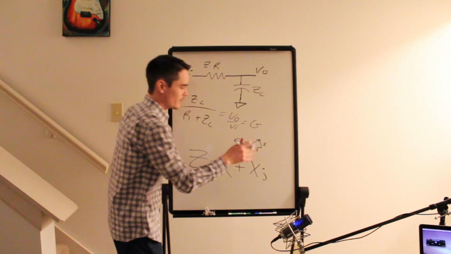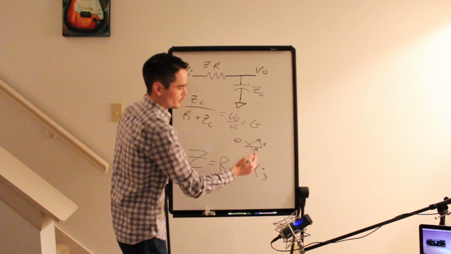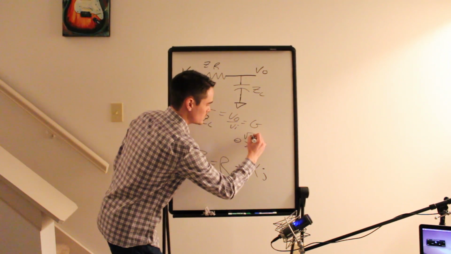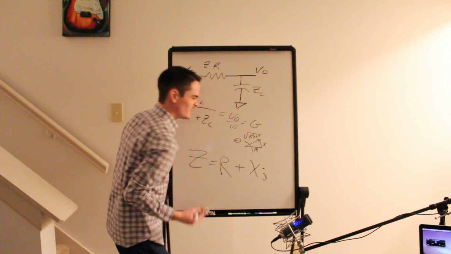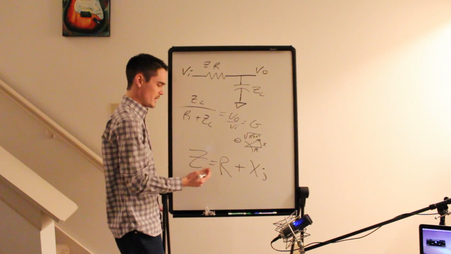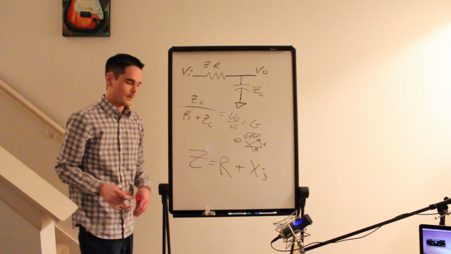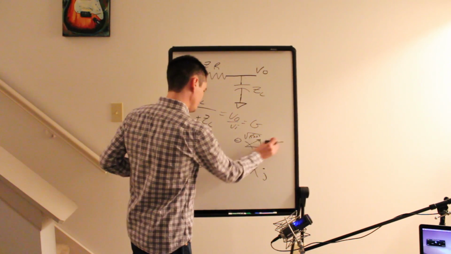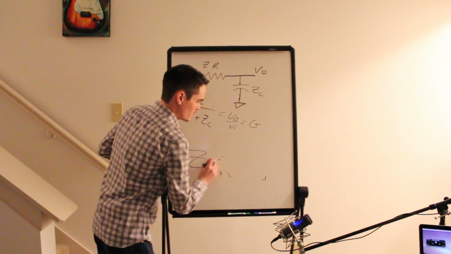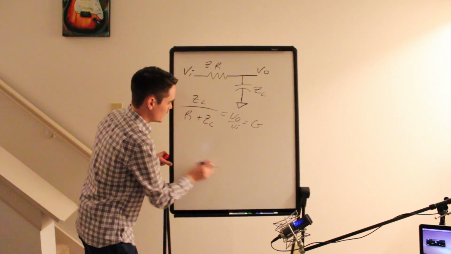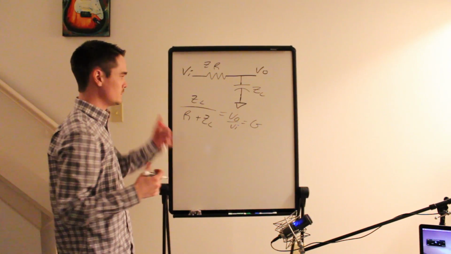The Pythagorean theorem and all that. So that would be the square root of r squared plus x squared, right? And then you have to give it some angle. So really z is a phasor and it has its angle and all that. We'll come back to this. I just wanted to sort of throw that out there right now before we get too into it.